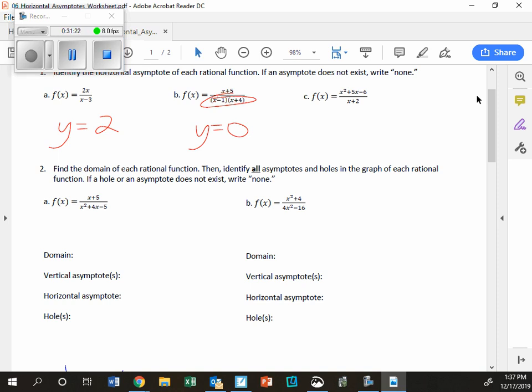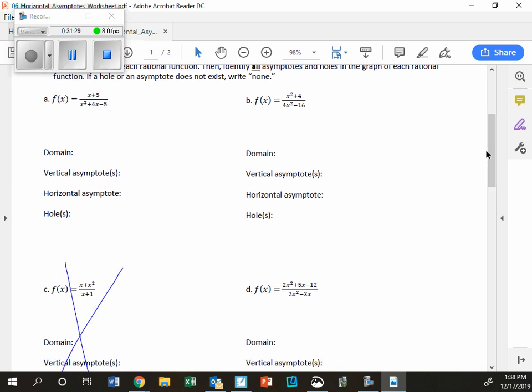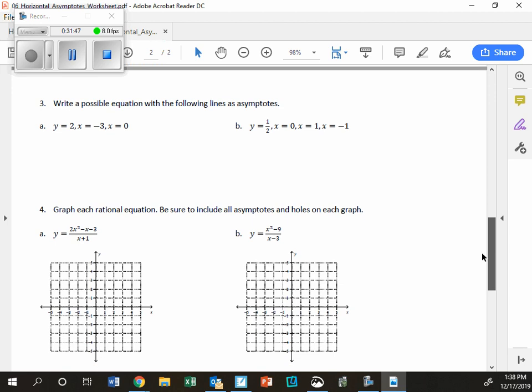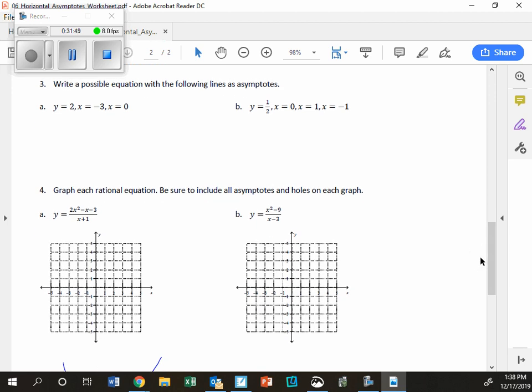Okay, on to number 2. This is the kind we just did in class a second ago. On these, I strongly recommend that you factor them, because then you might see where something cancels and it creates a hole. Don't forget on the hole, a lot of people just write x equals something. You can't, or you'll get it marked wrong. You need to have the x and the y of the hole. Okay. And then here on number 3, I think it's the hardest question.